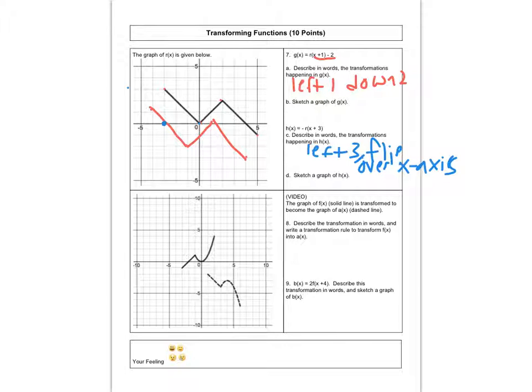This is going to go left 3, and then instead of having a height of positive 3, it's going to have a height of negative 3. The next vertex point is going to go left 3. Instead of having a height of 2, it's going to have a height of negative 2. Then the last point is going to be 3 over, and instead of having a height of negative 1, it's going to be a positive 1. It would look something like this.